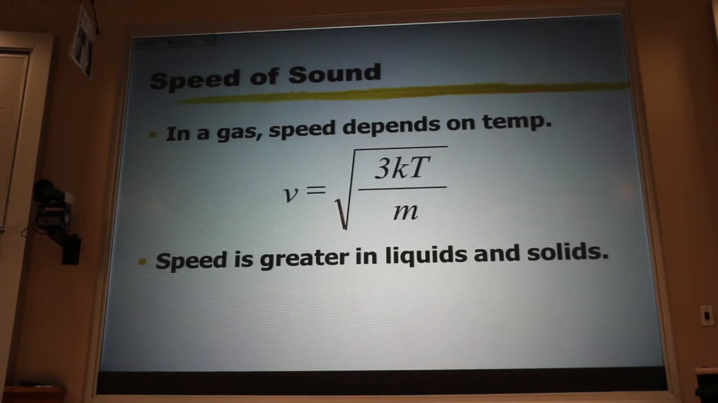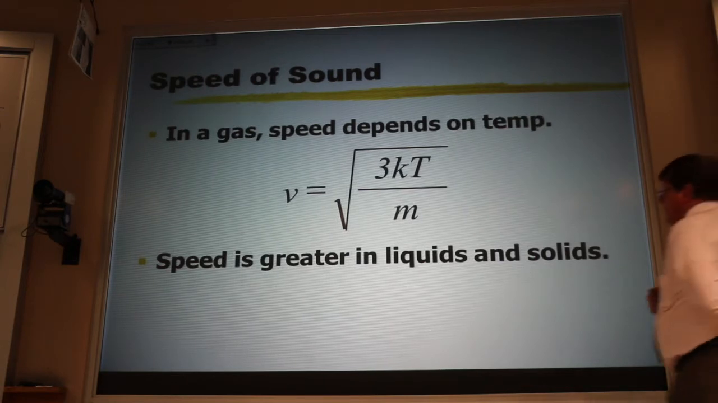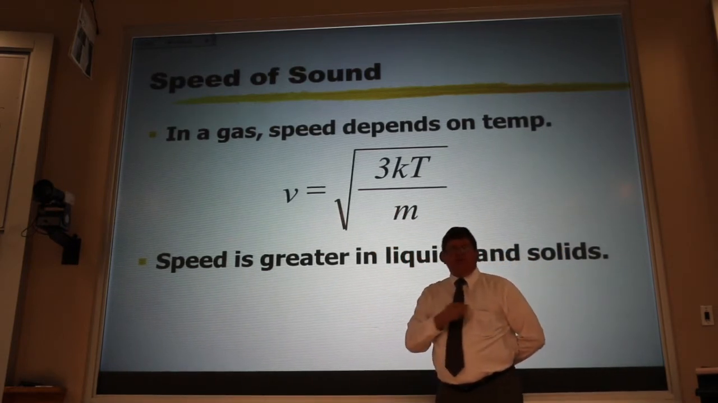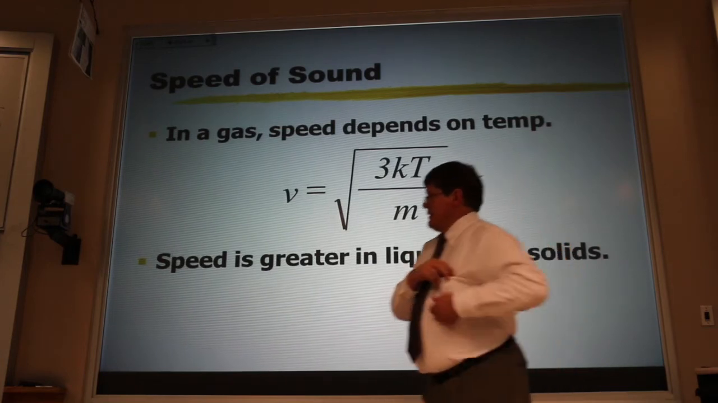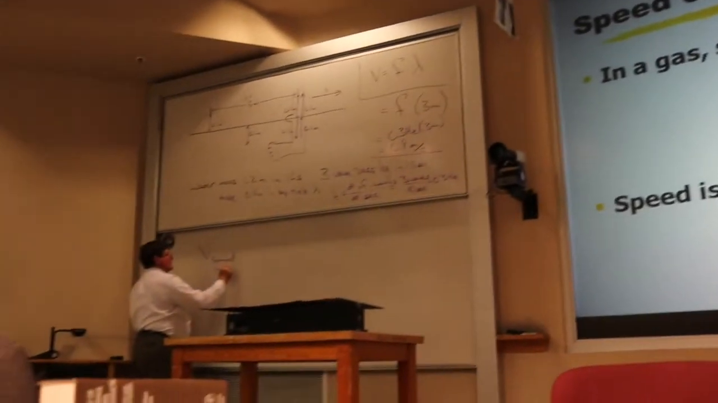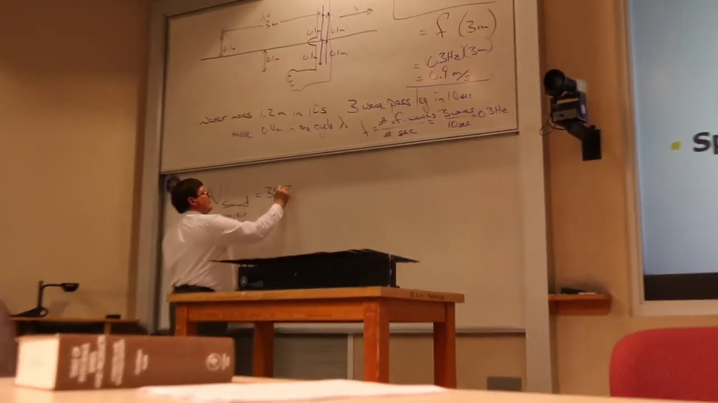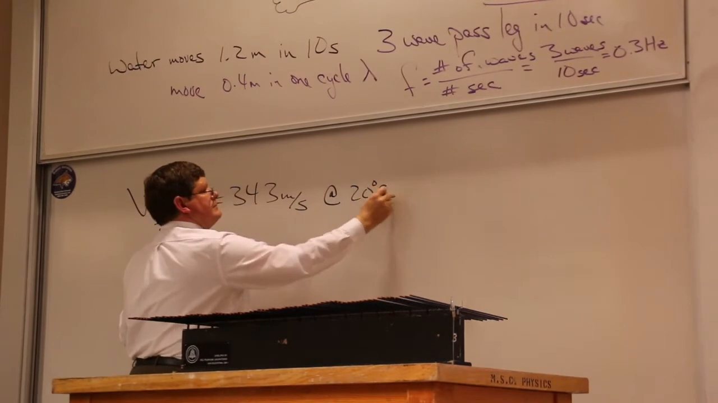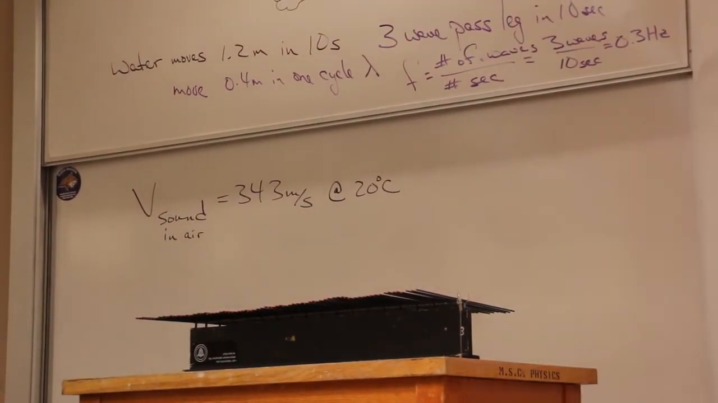Okay, let's talk about the speed of sound in air as opposed to water or a metal. We know that in air, or any gas, it obeys this law that we will never use, that will never appear on the exam. What we will use is that the speed of sound in air is 343 meters per second at 20 degrees C, at room temperature.